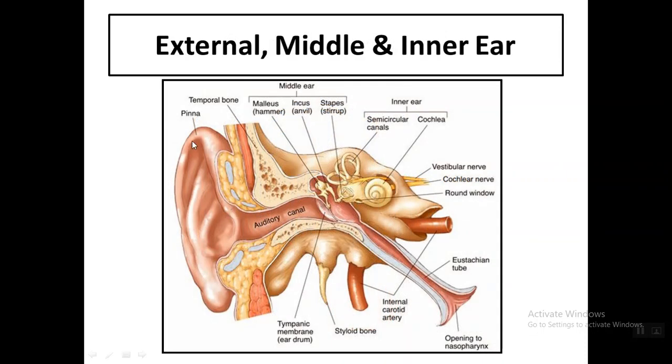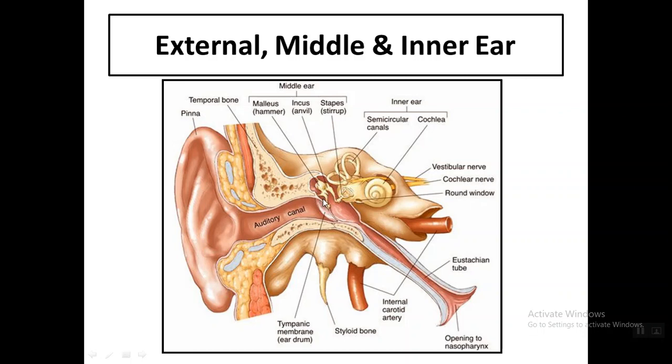The auricle leads into the auditory canal or the external acoustic canal. The outer part of the auditory canal is cartilaginous, while the more inner part is formed of bone. It ends with the tympanic membrane. So these are the parts of the external ear: the pinna, the auditory canal, and the tympanic membrane. The middle ear or tympanic cavity contains the auditory ossicles.